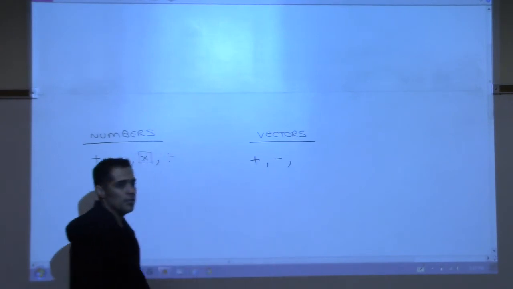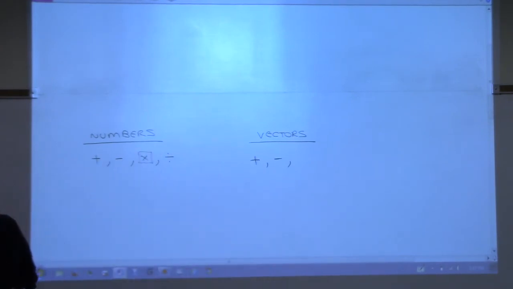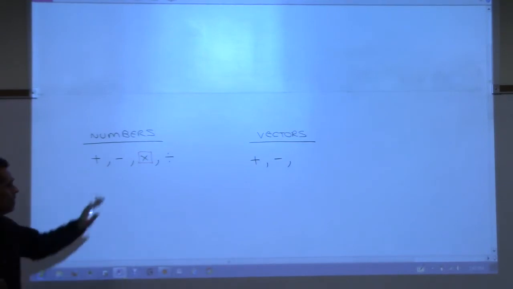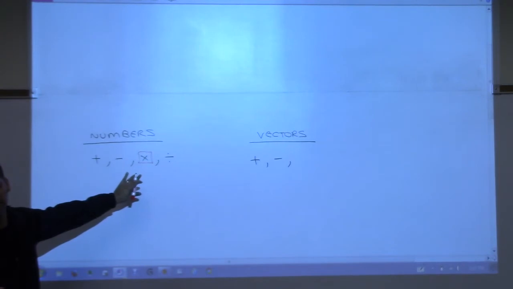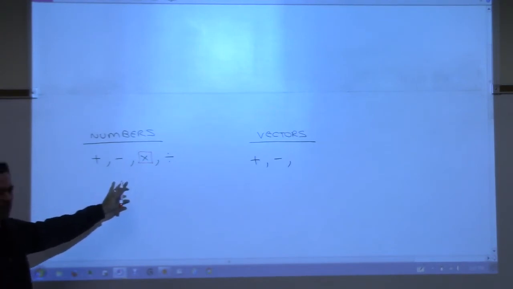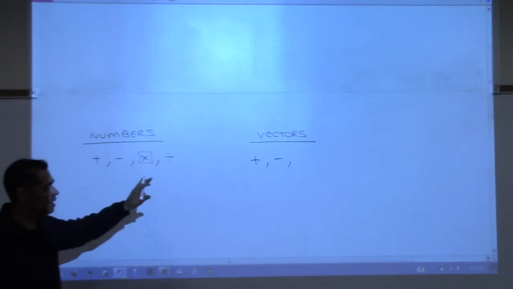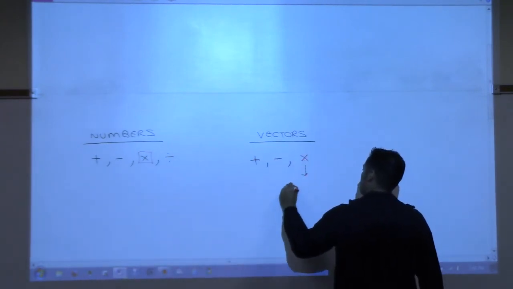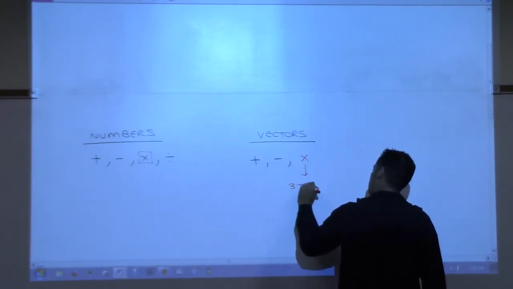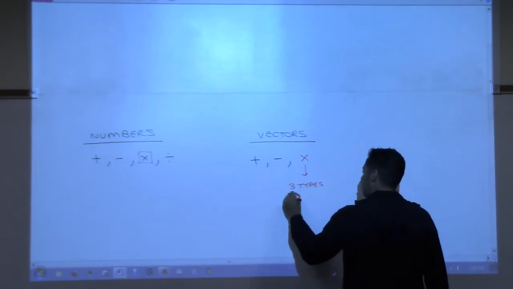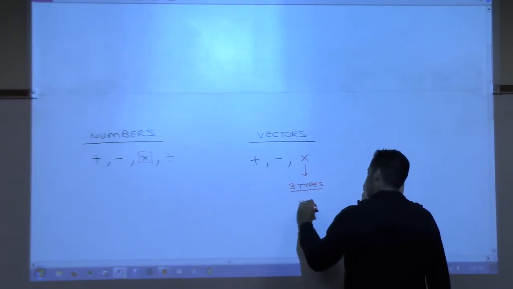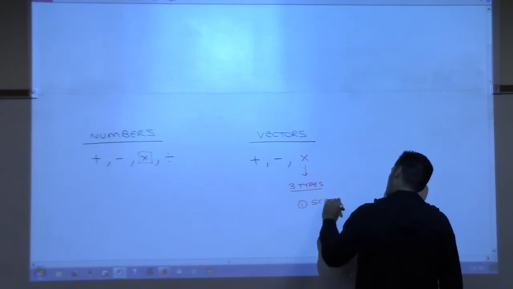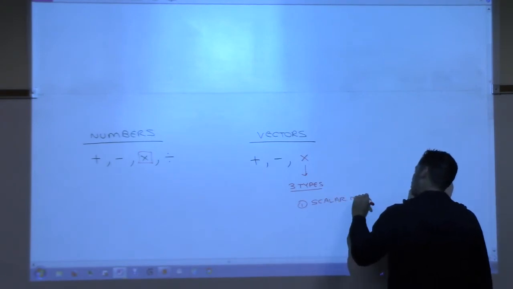What about multiplication? Well, it turns out with vectors, there are three types of multiplication. With numbers, there's only one type of multiplication, right? We never taught you different types of multiplying. There's only one. With vectors, when it comes to multiplying, three types. The first one is called scalar multiplication.